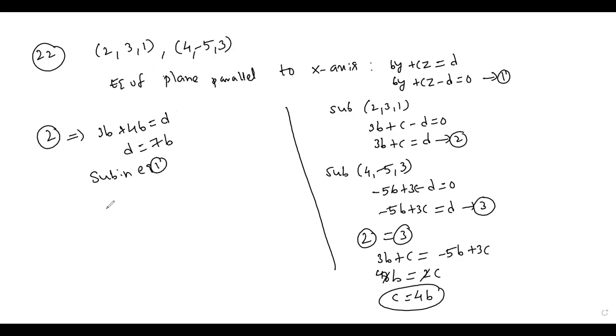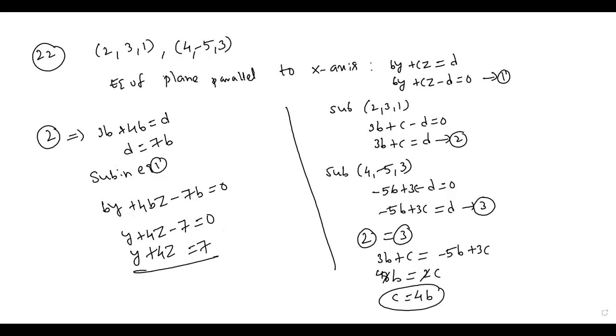Substitute it all in equation 1. By, nothing but b only, no changes. Cz, c is nothing but 4b; d is nothing but 7b. Now take b common and send it to the right side: y plus 4z minus 7 equal to 0. That is, you can send 7 to the right side: y plus 4z equal to 7. So which option is correct? Option C is the correct one. Yes, option C is the correct one.